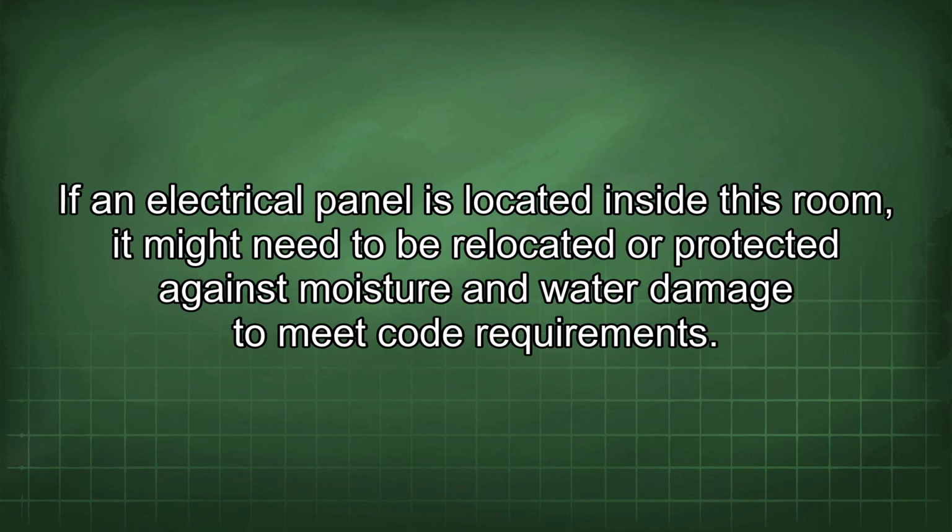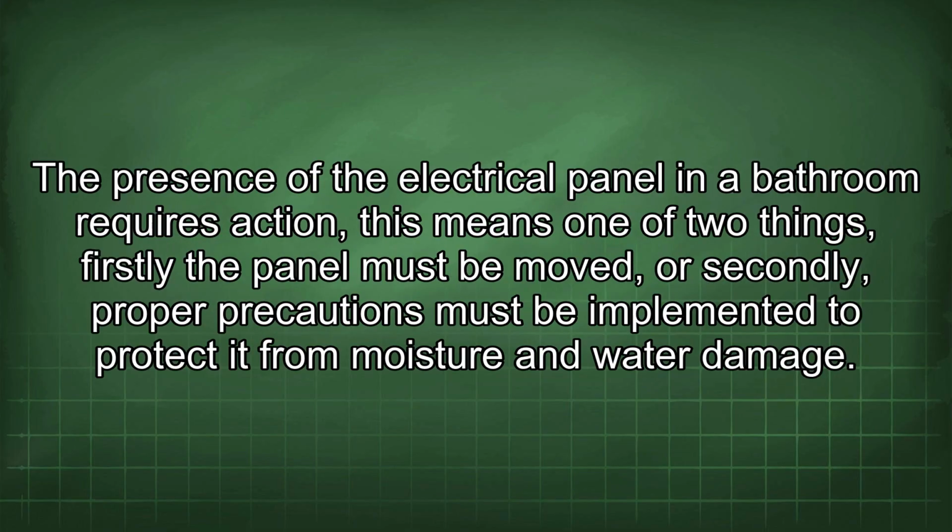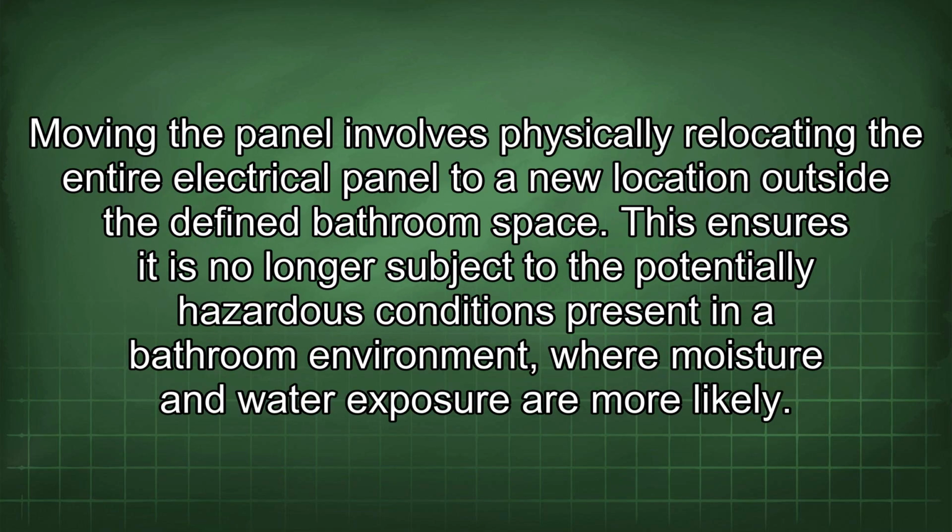If an electrical panel is located inside this room, it might need to be relocated or protected against moisture and water damage to meet code requirements. The presence of the electrical panel in a bathroom requires action. This means one of two things. Firstly, the panel must be moved, or secondly, proper precautions must be implemented to protect it from moisture and water damage. Moving the panel involves physically relocating the entire electrical panel to a new location outside the defined bathroom space.